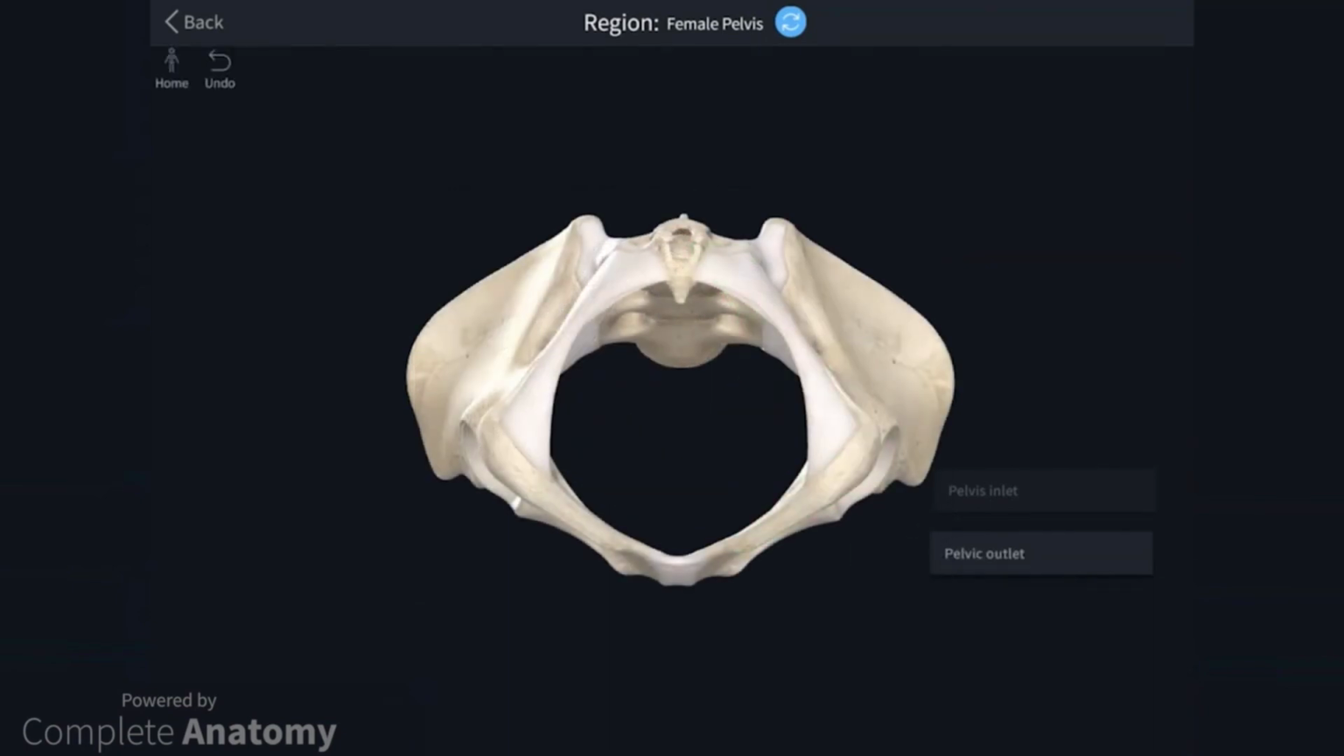The pelvic outlet is divided into anterior and posterior triangles by an imaginary line between the ischial tuberosities. The anterior triangle is the urogenital triangle, and posteriorly is the anal triangle. I will try and remember these terms, as it will help when learning about the perineum.